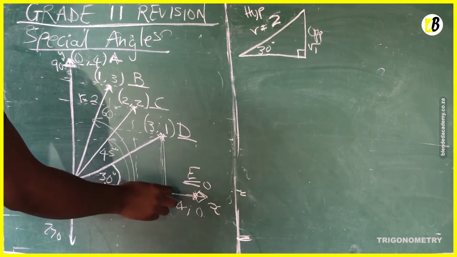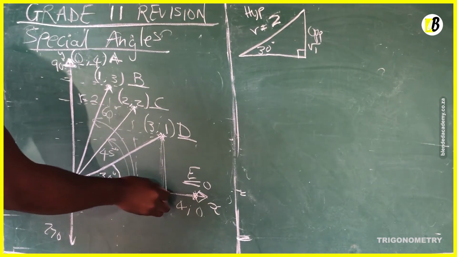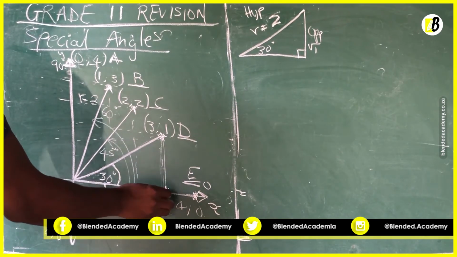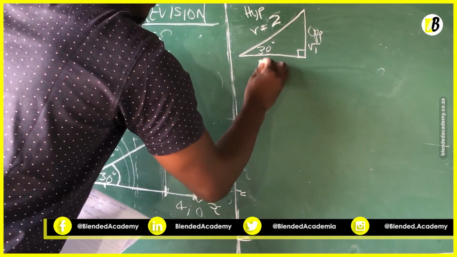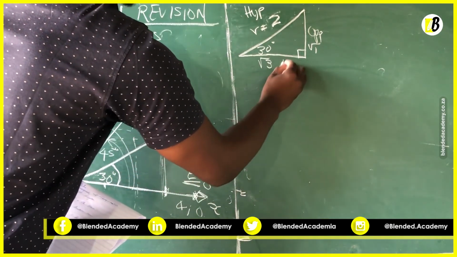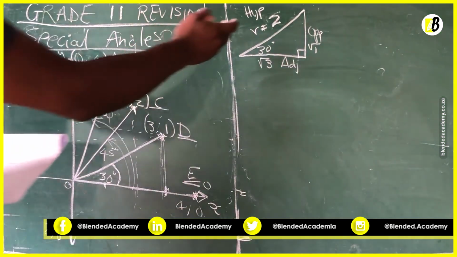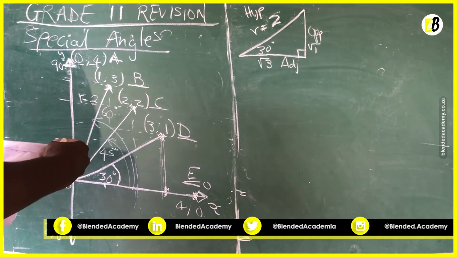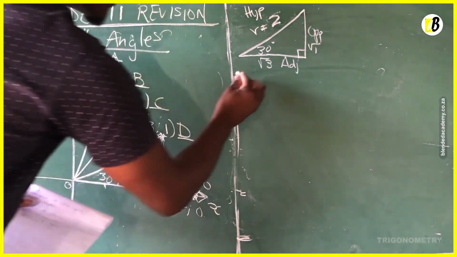And then the adjacent corresponds with the x-axis. It's this line here, so our value for x, or for the adjacent, is this point here. That's our x-coordinate. It's square root of 3. That's our adjacent. We can use the same triangle to solve different examples of special angles for different functions.